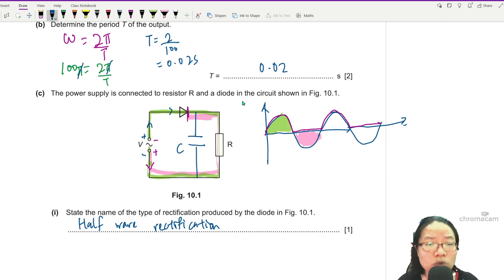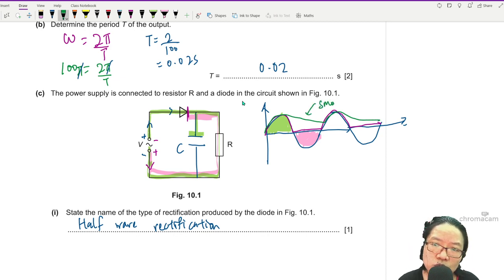How does the capacitor help? When current flows, the capacitor will also store some energy. And then when there's no current flow, the capacitor will look upon the resistor and say, hey, you don't have current, come, I give you some. So thanks to the presence of the capacitor, your output will now look like this. The capacitor will help give you some energy, will help give you some energy. So this part here is smoothing.